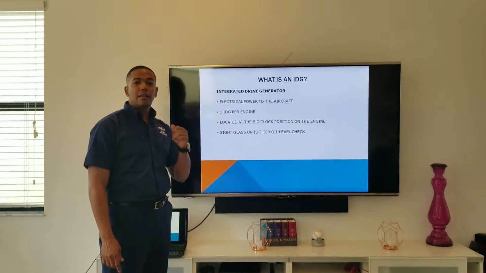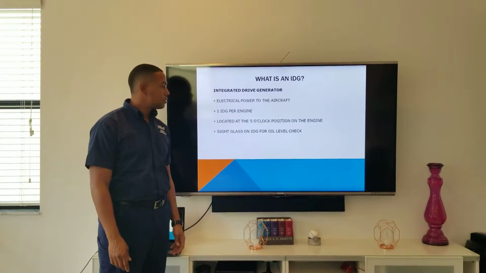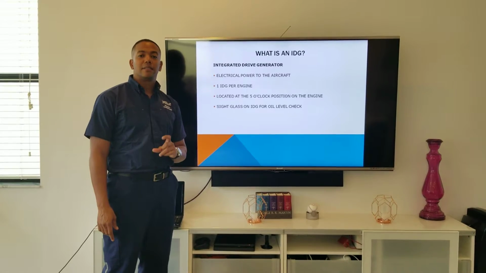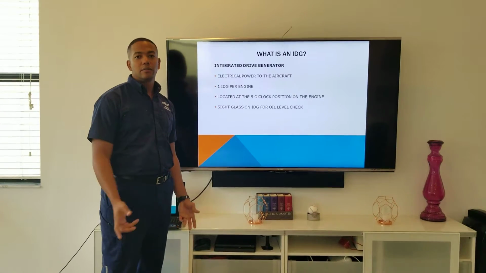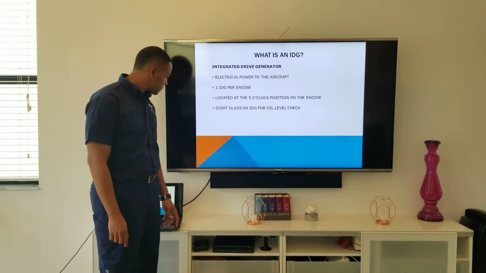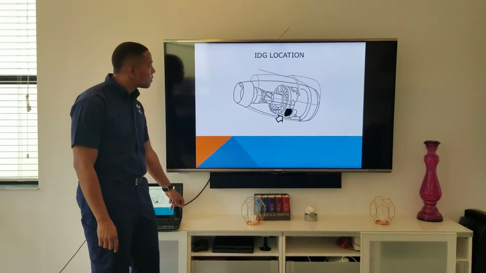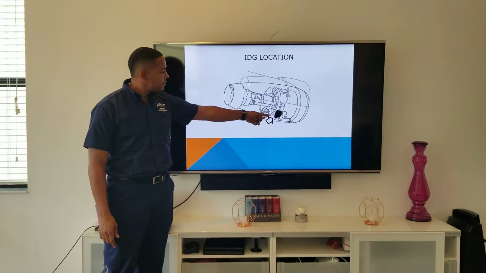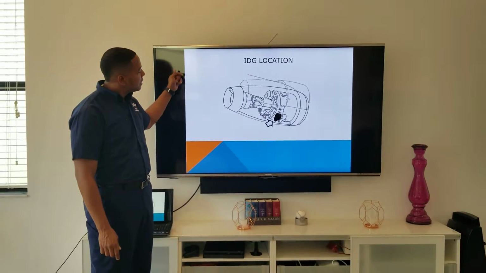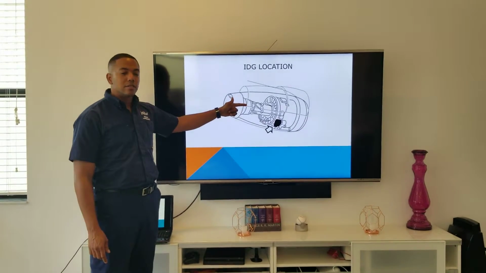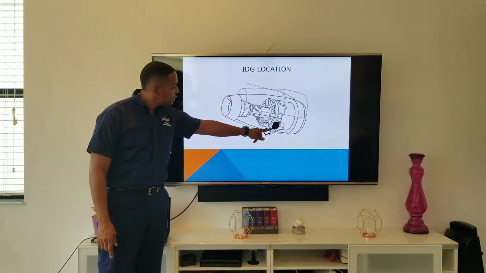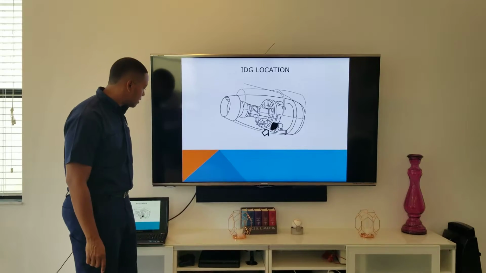It's located at the 5 o'clock position of the engine. And there's also a sight glass on the IDG in order for you to know when you've properly serviced it. You can see the location of the IDG at the 5 o'clock position. If you're looking from behind the engine, you count to 5 o'clock clockwise and you'll see the IDG.